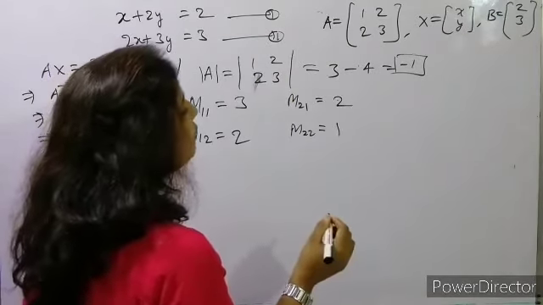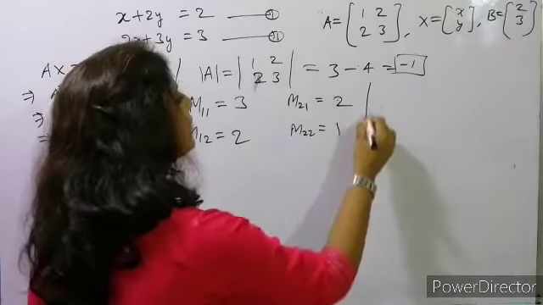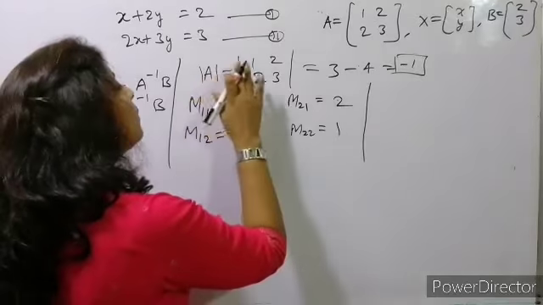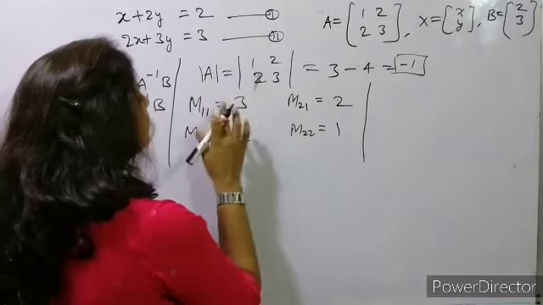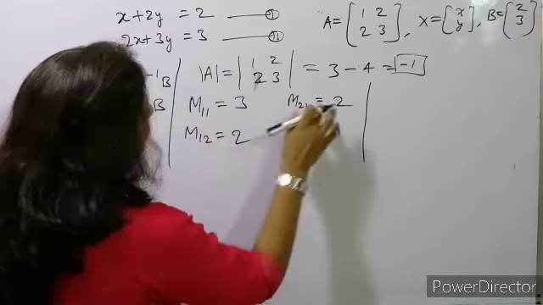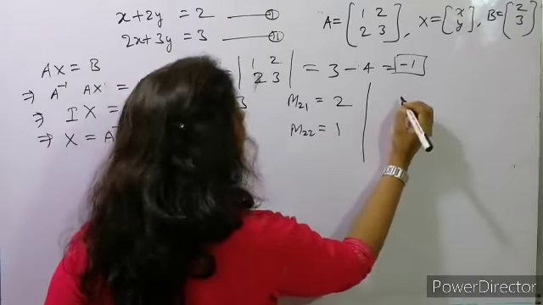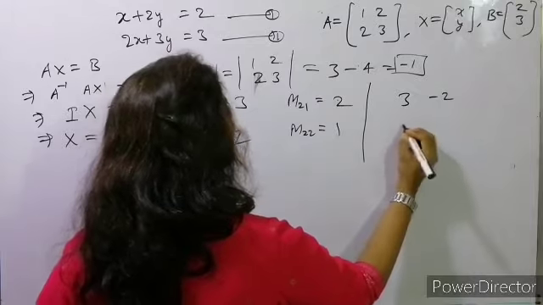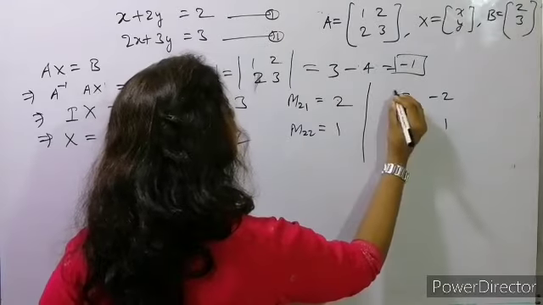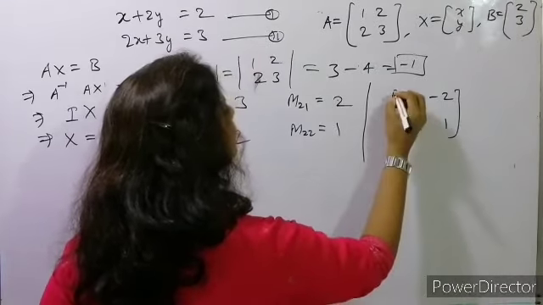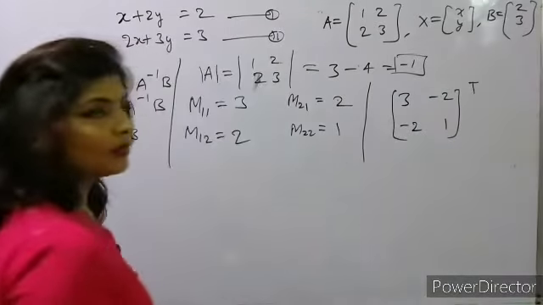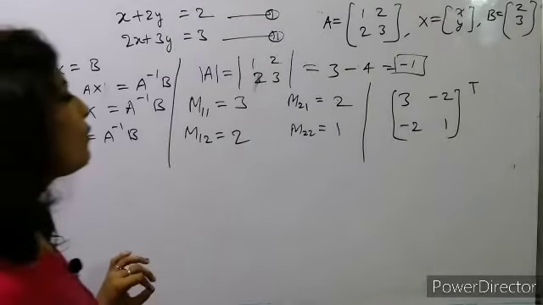Now we have to find out the cofactors. What are cofactors? Just we have to put the signs. So this will be plus minus minus plus. So plus minus minus plus. So 3, minus 2, minus 2 and 1. This will be the cofactor matrix.